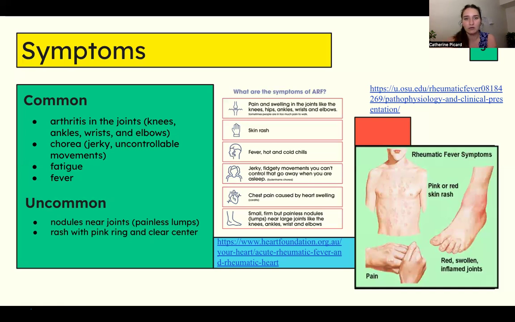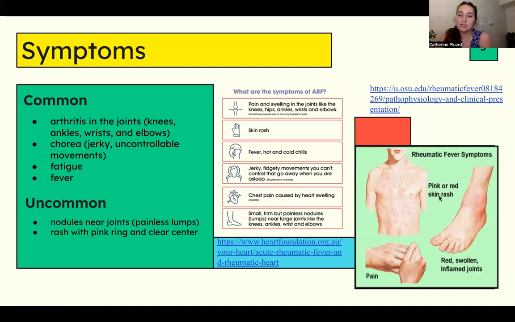That's going to be at the very bottom. It's going to say small, firm, but painless nodules near your large joints. So let me clarify that the arthritis is going to be painful. So this inflammation and redness at your joints is going to be painful, but if nodules form, they're just hard lumps that don't hurt.